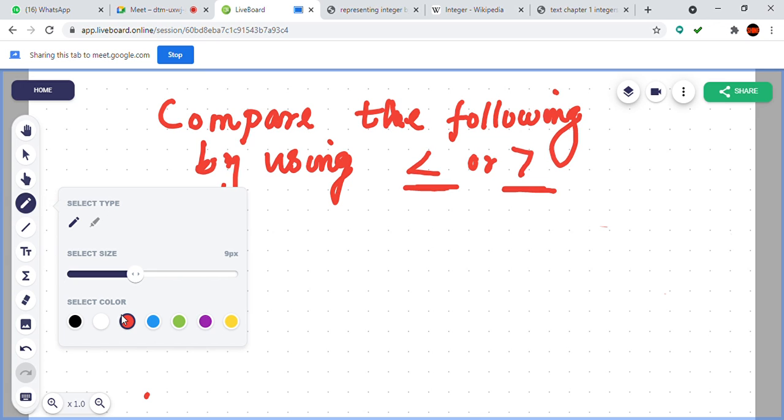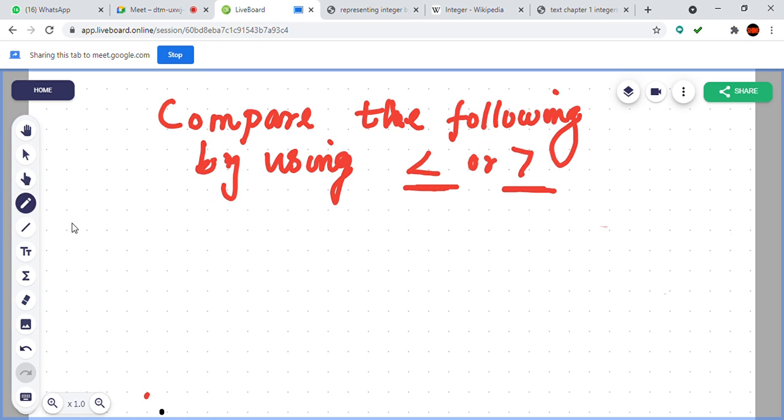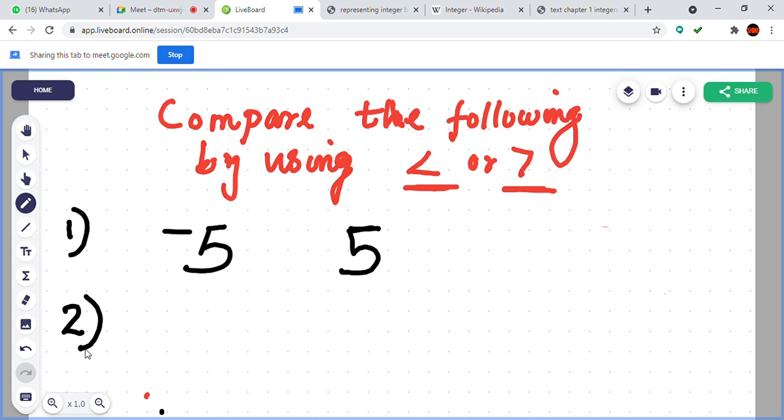So now you can copy the questions. Okay, first one: -5 and +5. Which symbol can you use in between? Okay, you write the answers only. Don't say it this time. All of you write the answer in between. Which symbol can we use here? -5 and +5.